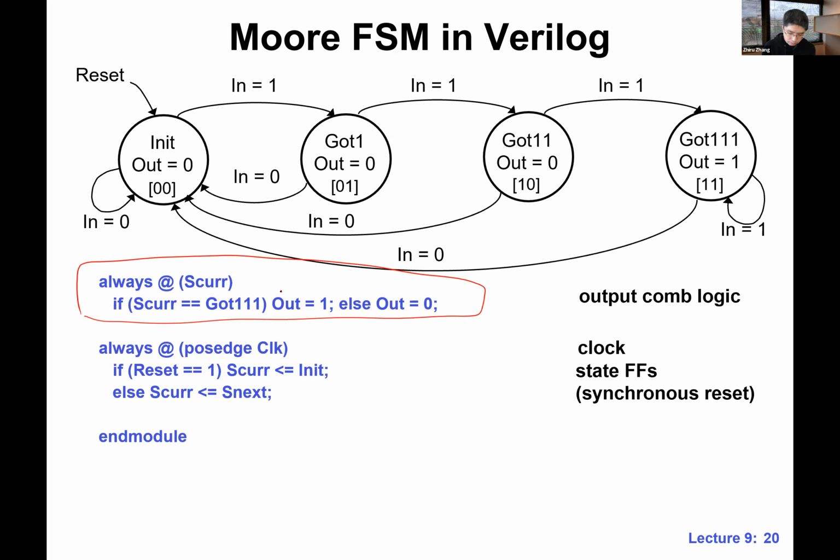Because out is assigned under all possible conditions, and we are not sensitive to the clock edge. So the last one, the third always block, there we have sequential logic. So these are the flip-flops. These are going to be inferred as flip-flops. So these are the state flip-flops. Basically, we use these flip-flops to hold the state.